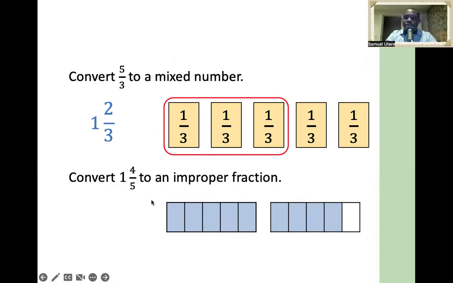But I like to think about it the way I explained it before I explained this method. Think about, okay, I have a whole number here. How many fifths would I have had to make this whole number 1? So you say, oh, okay, it has to be 5/5. So if I have 5/5 and I have 4/5, as an improper fraction, this is actually 9/5.